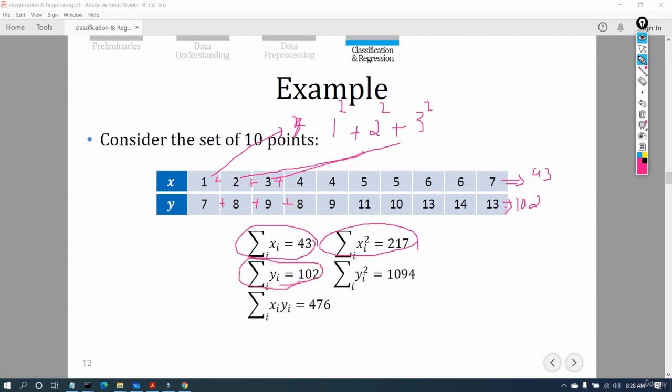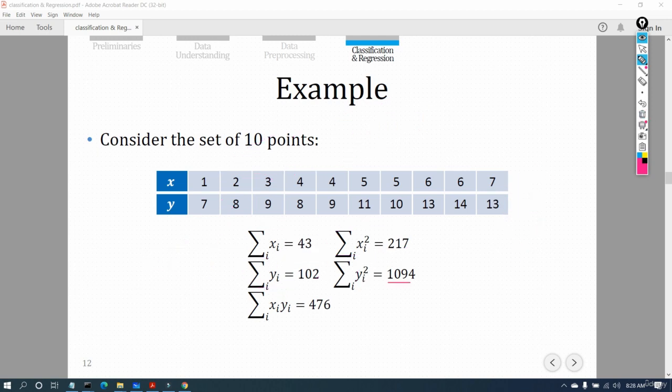This summation basically means do it for all these points. And similarly, compute y square. First of all, compute the y square and then do the summation. So that means compute 7 square, compute 8 square, compute 9 square, till 13 square. Just do the same and add all of it, and you get this 1094.